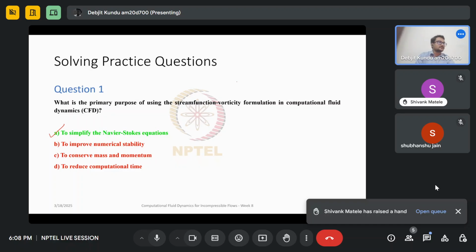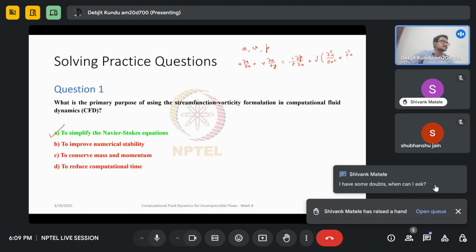As it turns out, in 2D, in the primitive formulation of the Navier-Stokes equations, we have three variables: the two velocity components u and v, and the pressure p. In general, this is our equation. We have u dou u dou x plus v dou u dou y equals minus dou p dou x, with a 1 by rho here, plus mu into the second derivative of u with respect to x and y.